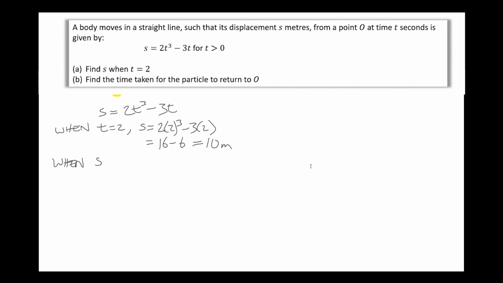How about the time when it returns to its starting point? We don't know what time that happens, we don't know the velocity, but we do know its displacement is going to be 0. So returning to its starting point indicates s should equal 0. So when s equals 0, we just have a cubic equation to solve. So we'll set the function equal to 0. I can see here that factorizing will be my first step.